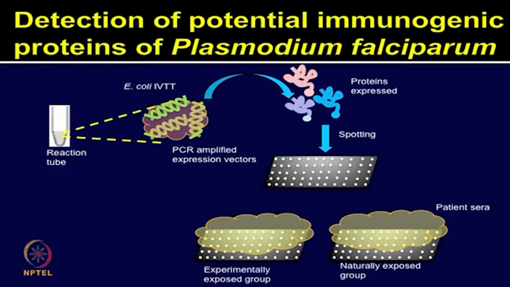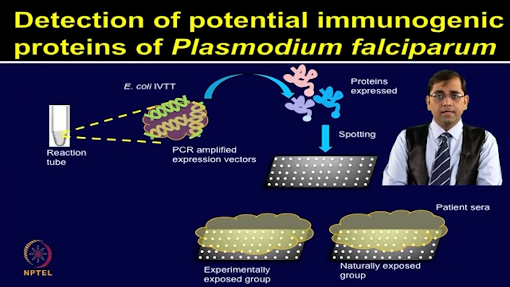The first case study for today is detection of potential immunogenic proteins of Plasmodium falciparum, a study performed by Doolan et al. in 2008. Doolan et al. used an E. coli based cell-free in vitro transcription and translation system to produce 250 Plasmodium falciparum proteins generated by the polymerase chain reaction and recombinational cloning procedures.